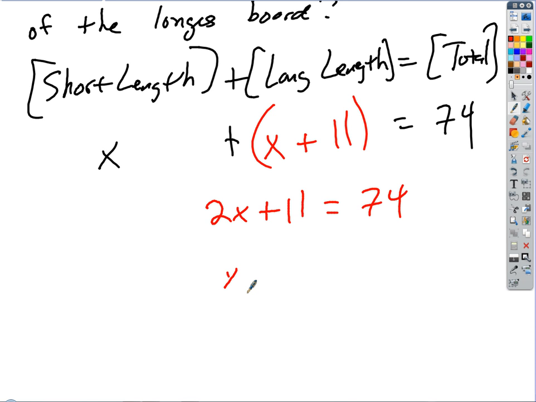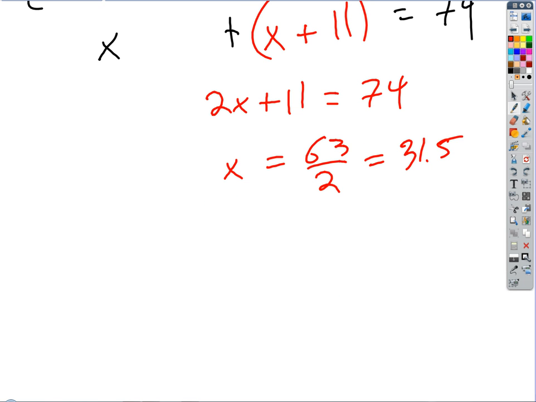If we subtract 11, we're going to get 63, divided by 2, so that's 31.5. Now what is that? That's the short length, right? That's x. So to get the long length, what do we have to do? Add 11 to that. Good. So we get 42.5.